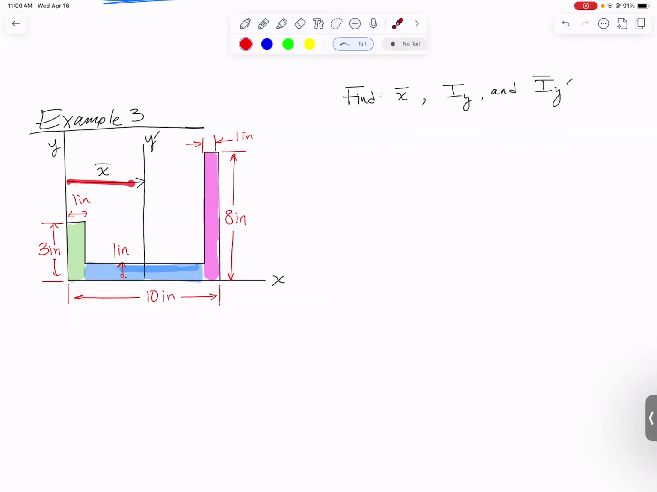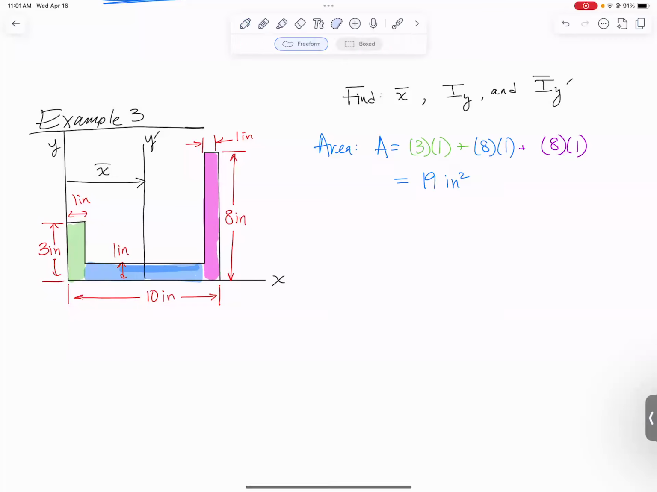We want to find out how far over in the x direction we have to go to get to the y prime axis, and then find IY, the moment of inertia about that centroidal y prime axis. First, you find the area of the shape. So pause the video and try to find the area. The area should be 3 times 1 plus, for the blue one, 8 times 1, plus for the pink one, also 8 times 1. It should come out to be 19 square inches.